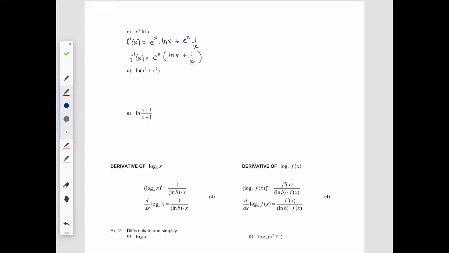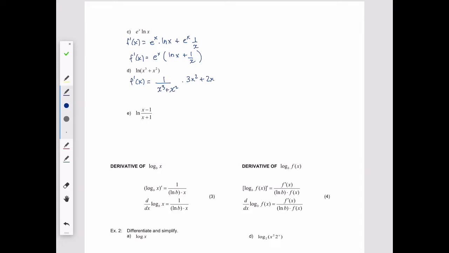For the next part, again, call it f prime of x. Basically, anytime you take the derivative of a ln function, it's going to be 1 over the function itself. So it's going to be 1 over x cubed plus x squared times the derivative of the function itself, which is 3x squared plus 2x.